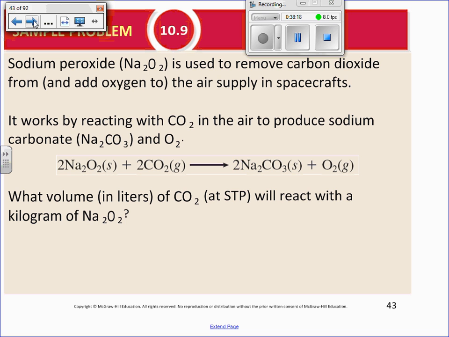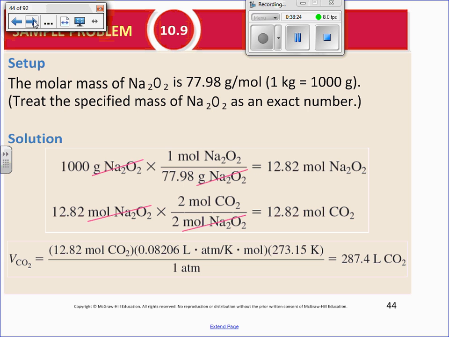So the molar mass of sodium peroxide tends to be 77.98 grams per mole. So we start with 1,000 grams, we said 1 kilogram. So we end up with 12.82 moles of sodium peroxide. And it turns out that it's a 1-to-1 ratio, or 2-to-2. So we end up with 12.82 moles of CO2. So we do V, this calculation, 12.82, and there's R, which is a constant, and there is STP, 0 degrees Celsius, 273.15 Kelvin. Turns out we need 287.4 liters of CO2.